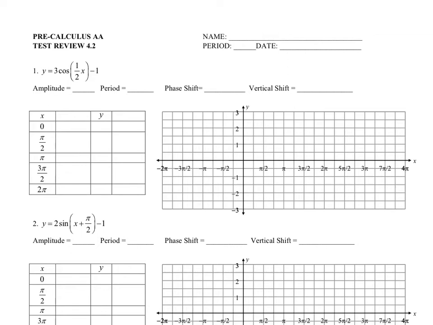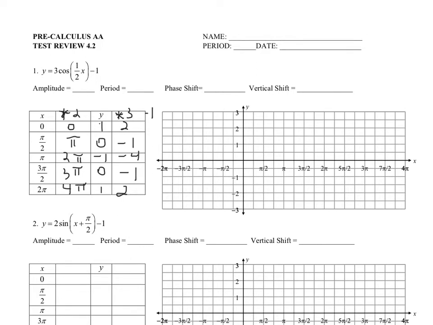Okay, here is the review for test 4.2 on graphing trig functions and identifying the 6 trig functions. So let's begin with problem number 1. This is a cosine function, y equals 3 cosine 1/2 x minus 1. So we're going to begin by filling in the table and then graphing the function, and then we'll fill in the blanks at the top for amplitude, period, phase shift, and vertical shift.